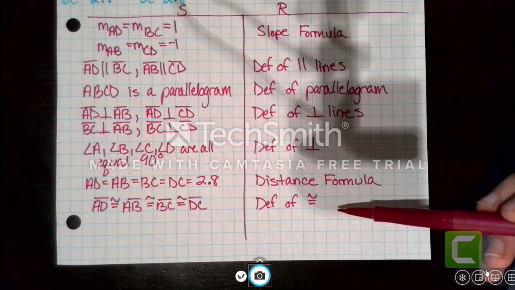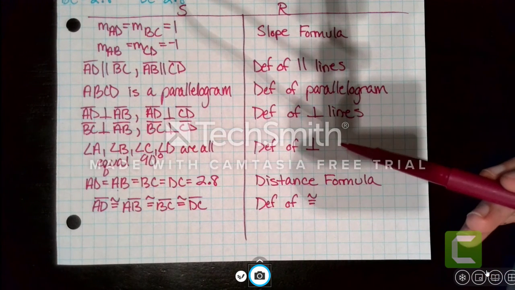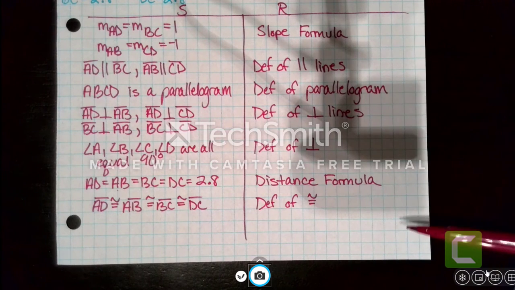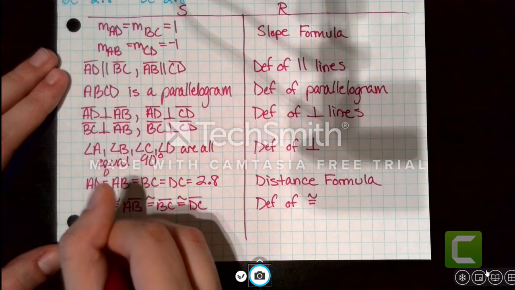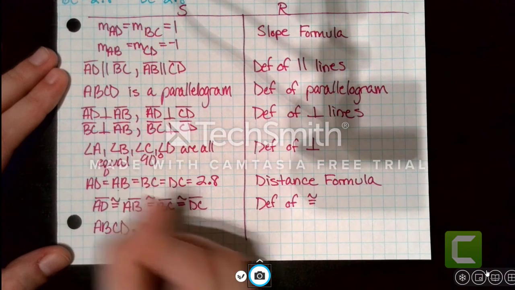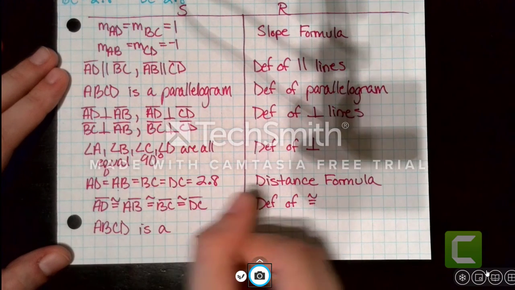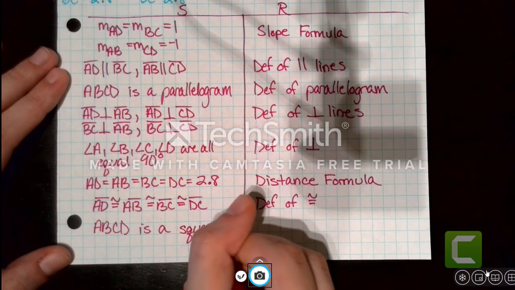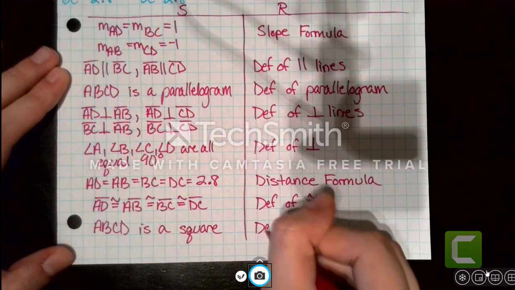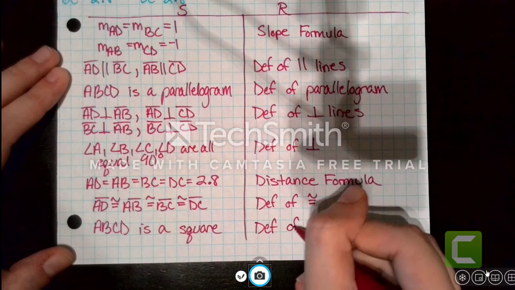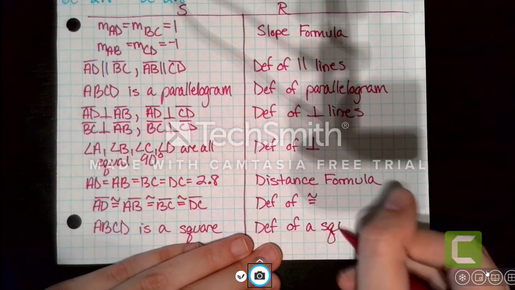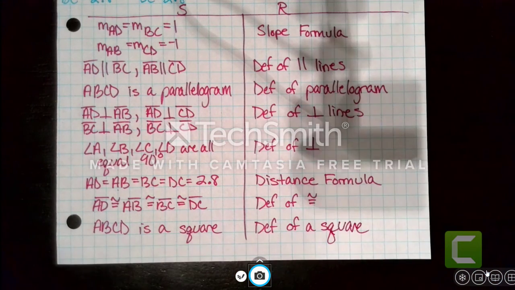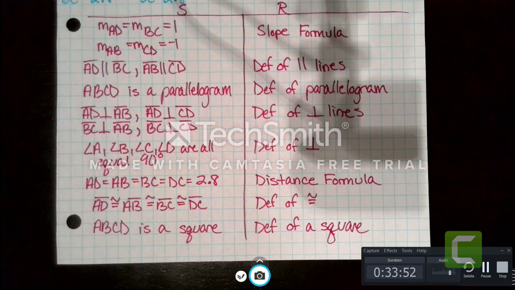Now that we've proven that every side is congruent, as well as perpendicular and parallel, we can finally claim that the shape ABCD is a square by the definition of said shape. And that is how you prove a polygon.